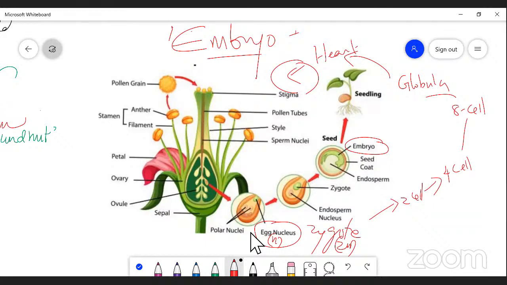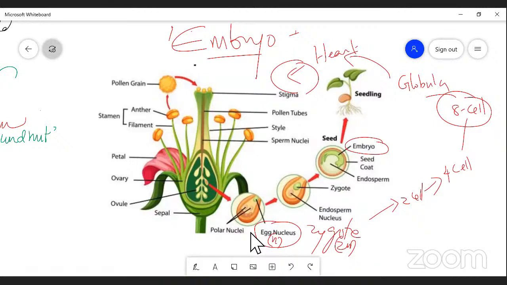Again, it undergoes mitotic cell division to form the four cell stage. Then finally, it forms the 8 cell stage, which gives rise to a globular structure. Again, it is converted to a heart shape. Then finally, it produces an embryo. These are the several steps which take place in the development of the embryo, right? So it's time to discuss the development of the embryo in dicot.